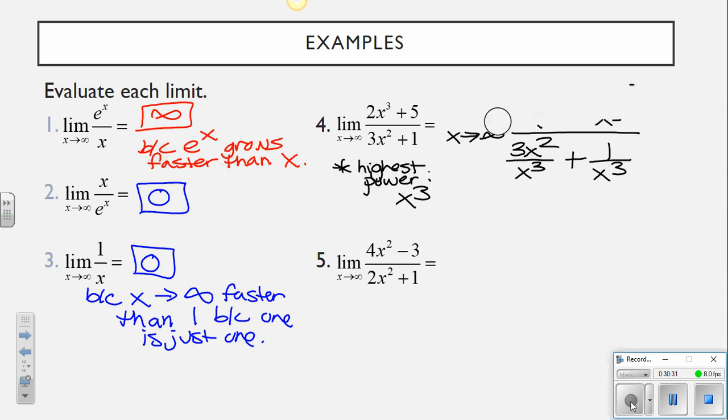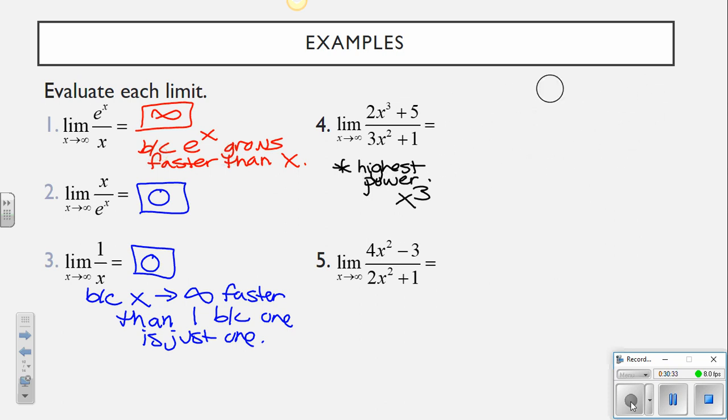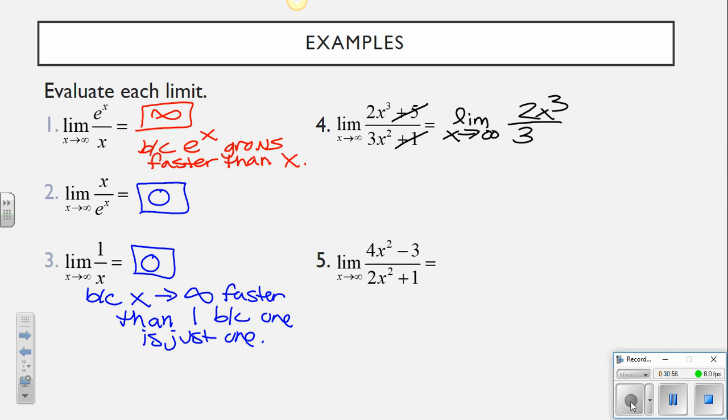So let me show you this other way. Let me erase this too. As you're going to infinity, do you guys see that 5 and 1 don't really matter? When you have $1 billion, are you going to remember you had $1 and $5? Not really, because you're going to have so much money. All right, so then you're left with 2x cubed over 3x squared. You guys see that?